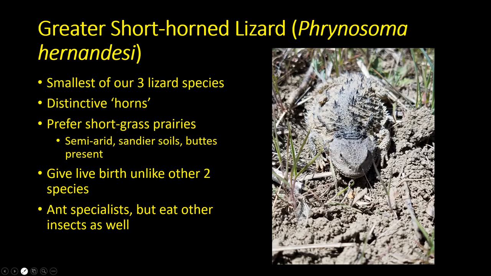The last species is a greater short-horned lizard, Phrynosoma hernandesi. This is the smallest of the 3. I love short-horned lizards. Like these are just a great species, right? So they prefer short grass prairies, so they're found really just in the southwest, the semi-arid, sort of sandier areas. They like to hang out on buttes. The sagebrush and the skinks lay eggs. Short-horned lizards give birth to live young, so really quite interesting there. They're still insect eaters, but they really specialize on ants. They will eat spiderlings and some other insects, but they really primarily feed on ants.